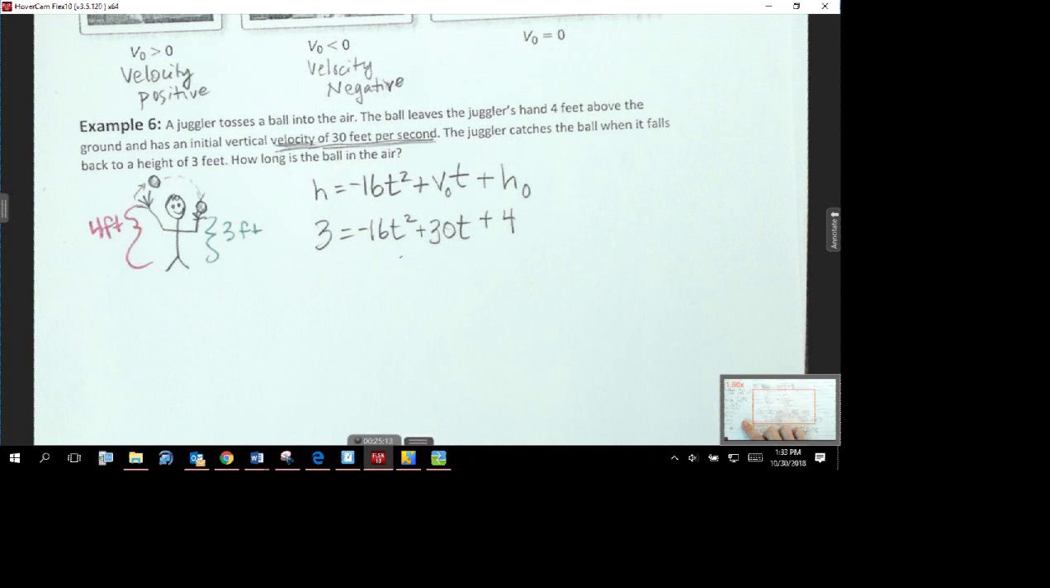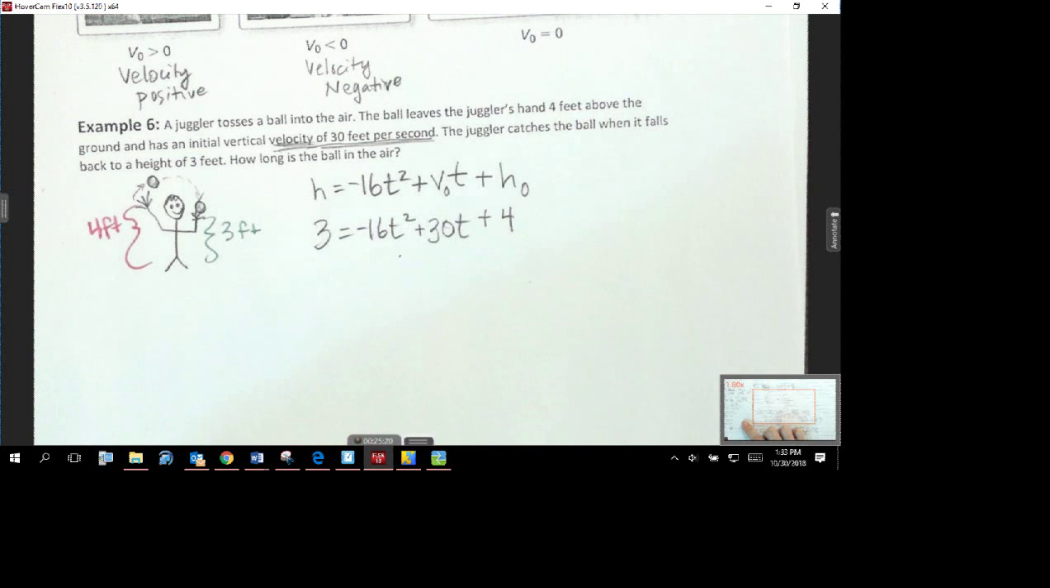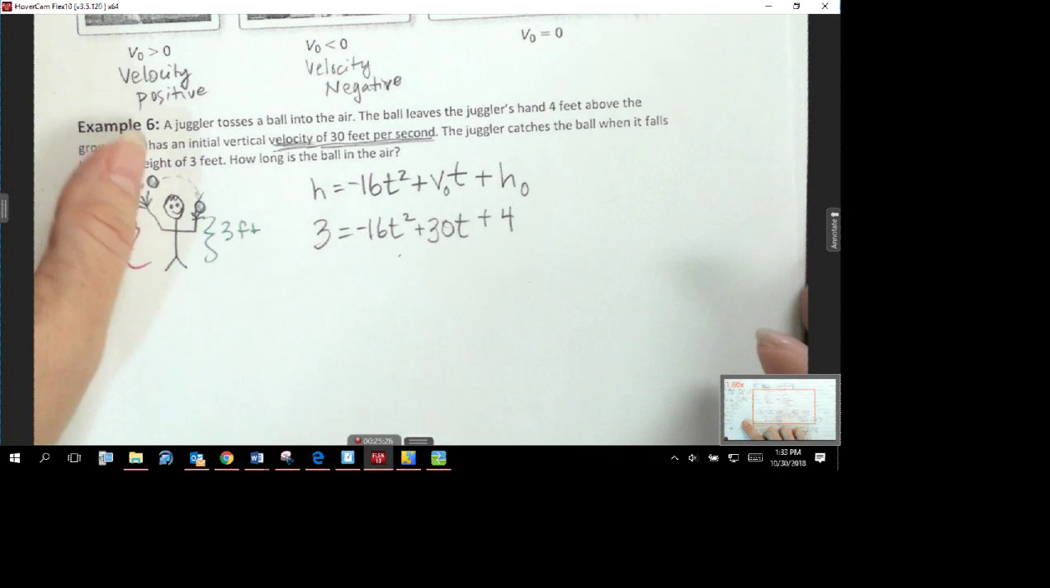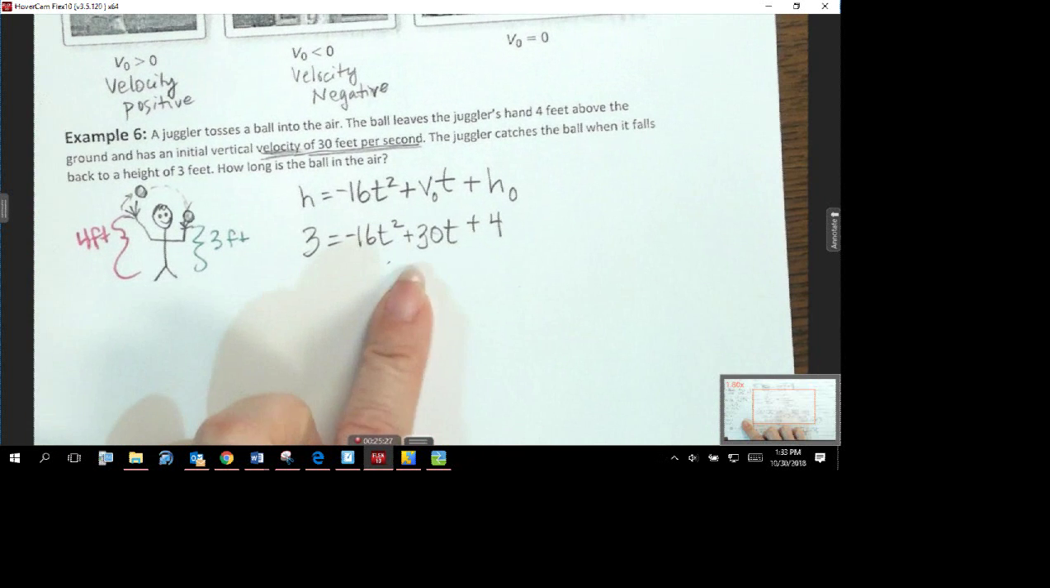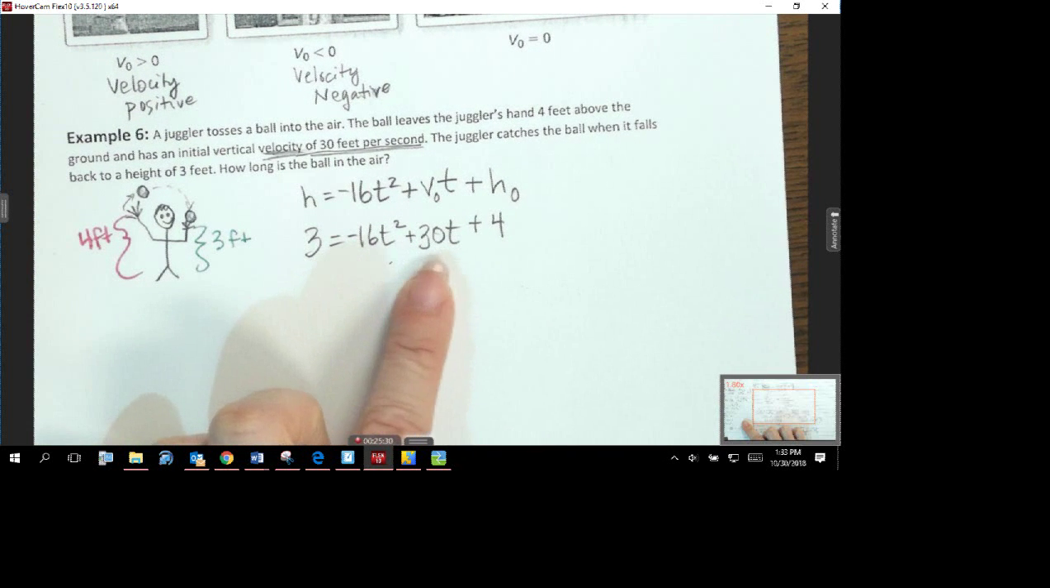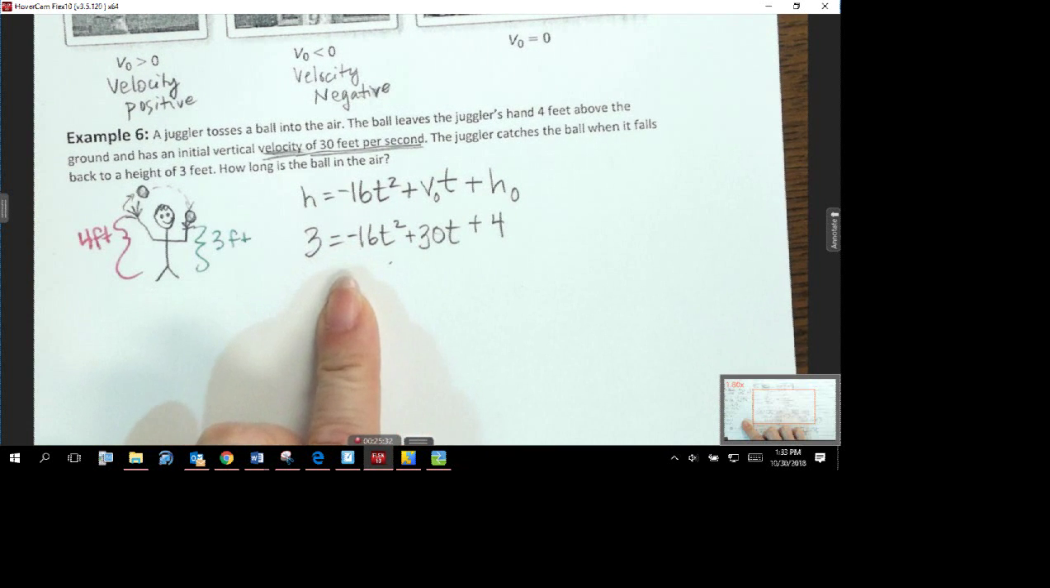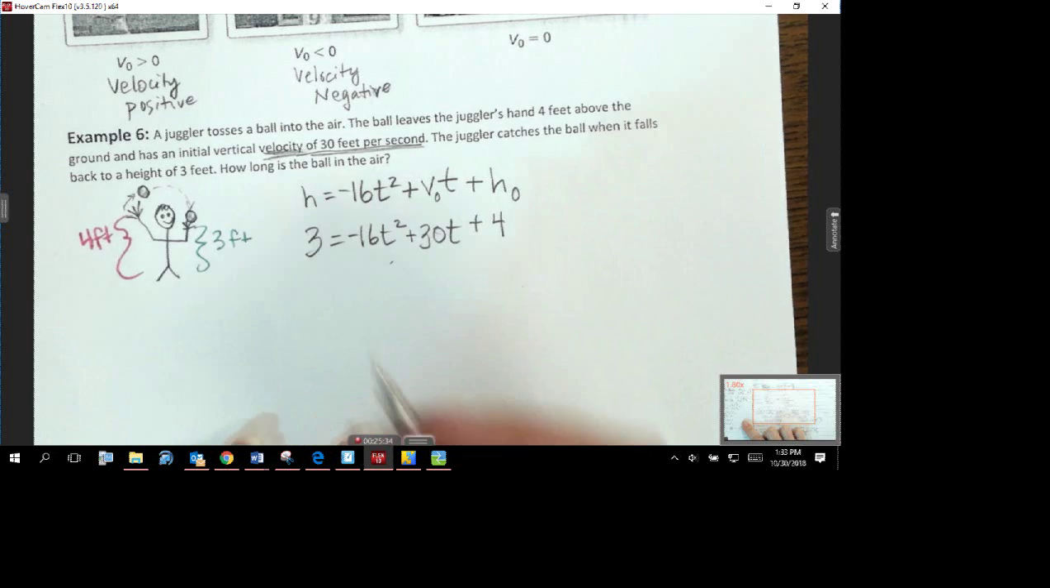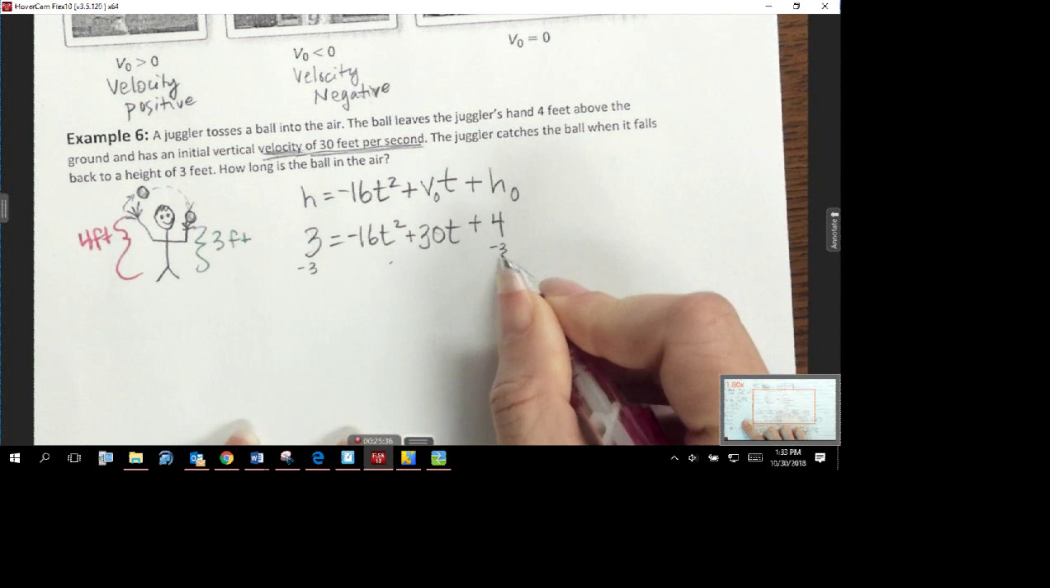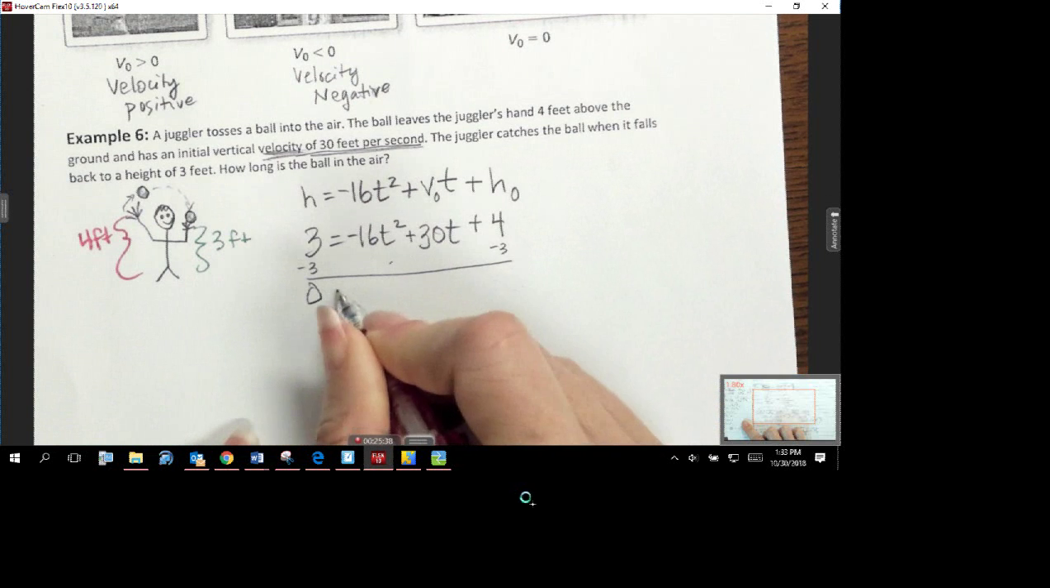And then we have to solve for the time, the time that it's up in the air. So I need to solve for t. Gosh, we just learned a way to solve for t. What was that called? Quadratic formula. To do quadratic formula, though, I can't do it here. Why can't I do quadratic formula yet? It has to equal 0. So I'll go ahead and subtract that 3. So now we have equal 0.